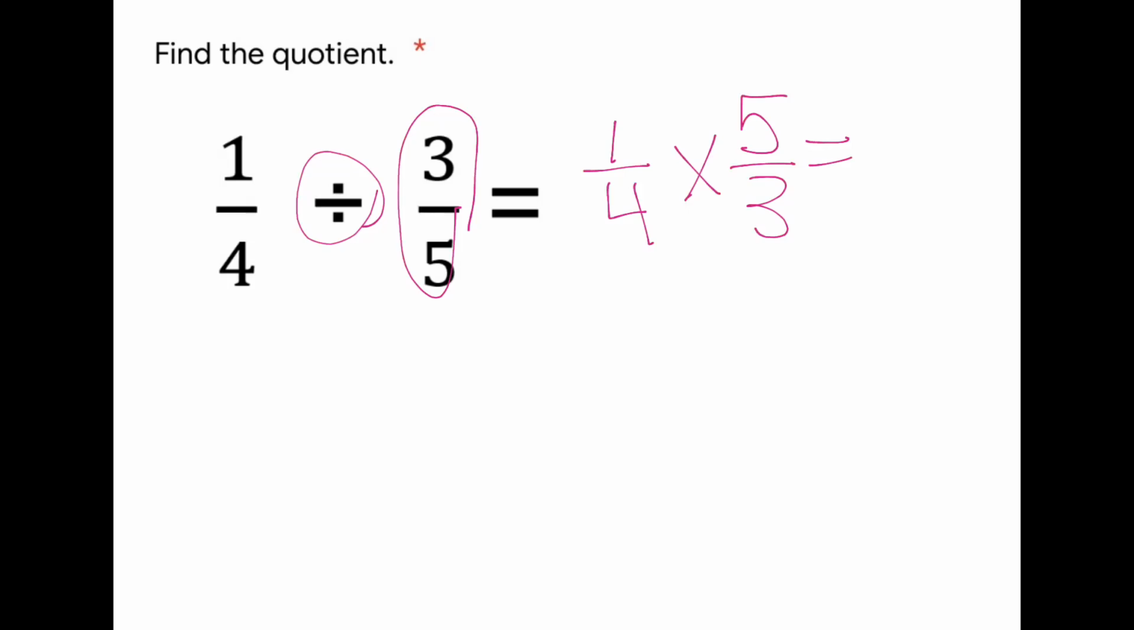That is called a reciprocal when we flip it. Now you can go ahead and multiply straight across. So we're doing 1 times 5 over 4 times 3. And you will have your answer.